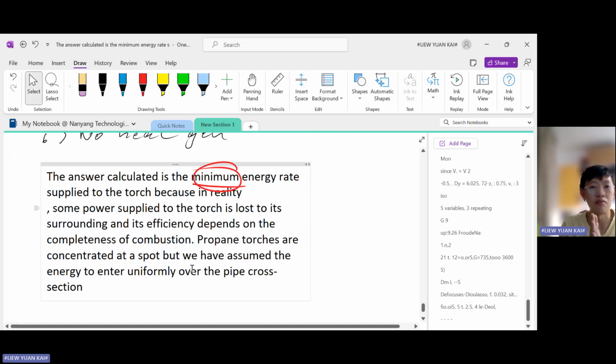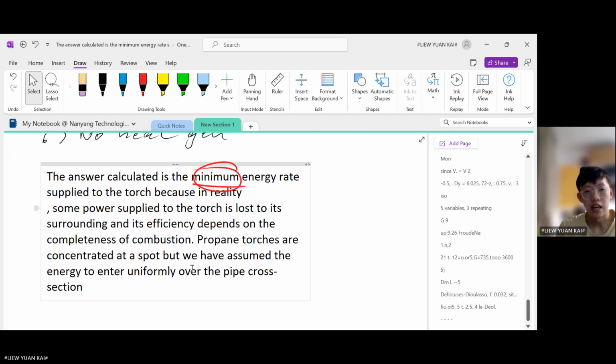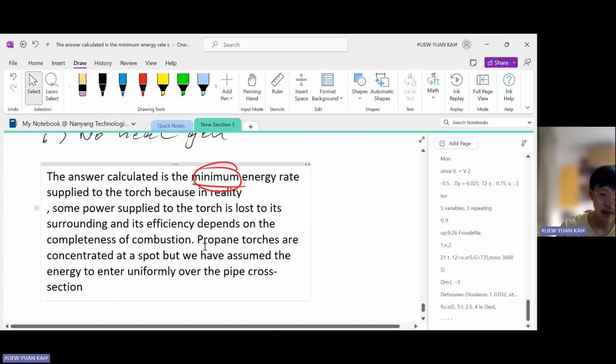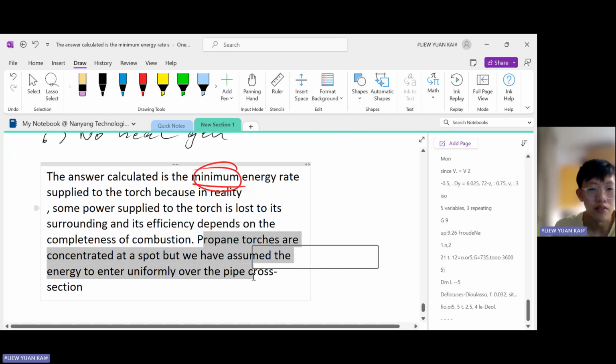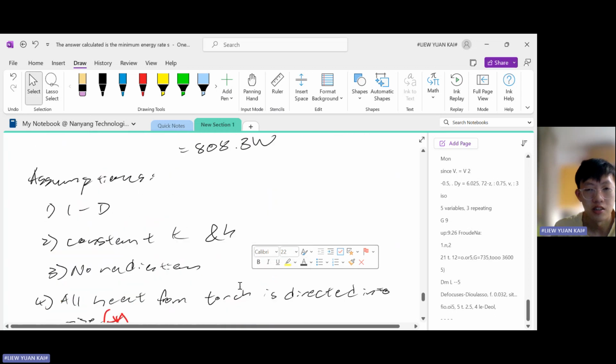So those who have taken chemistry before, you know that complete combustion expels more heat, right? Complete combustion expels more heat. And because it's a propane-based torch, not an electric torch, you know that it's gonna depend on how complete the combustion of the propane is. Okay, so the next point is that propane torches are concentrated at a spot, but we have assumed the energy to enter uniformly across the pipe cross section.